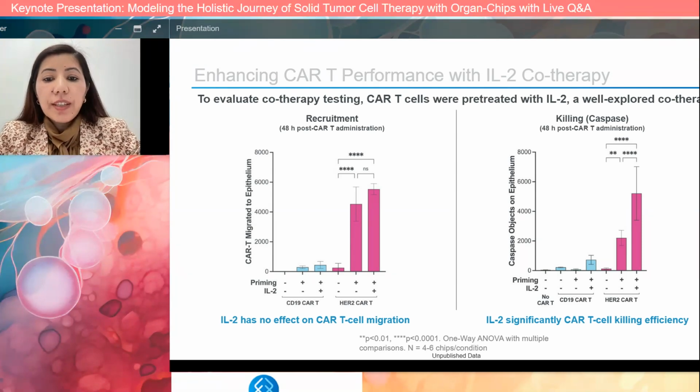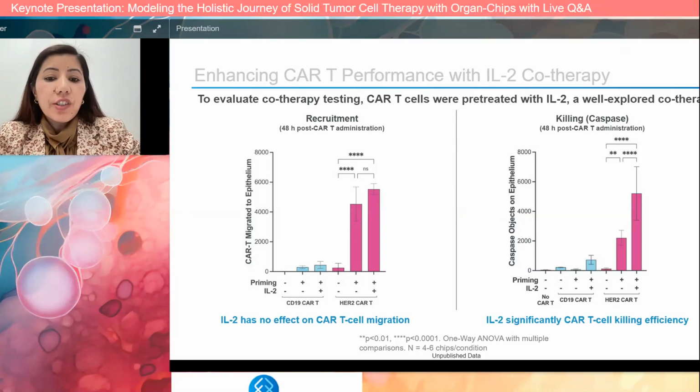So what you can see on the left-hand side, by adding IL-2, you see a little bit more increase in the total T cell migration to the epithelium compared to the monotherapy HER2, which is absent in CD19 cases. Although it's not significant, what you can appreciate is that the killing response is robust. So even though there is no significant enhancement in the recruitment, it boosts the fitness of those T cells to kill the tumor cells.